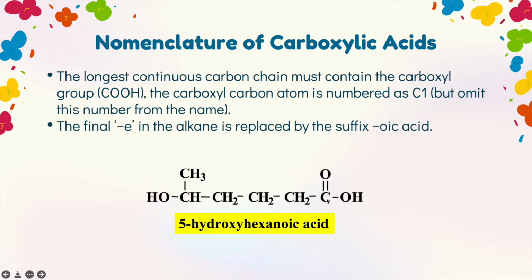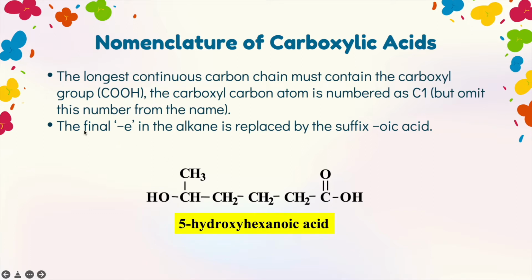For example, we have here 1, 2, 3, 4, 5, 6. The longest carbon chain is 6, so it doesn't matter whether it is straight or bent. You have to find the longest carbon chain that contains COOH, include this carbon, and the COOH must be numbered as carbon 1, but omit this number from the name. The parent name is hexanoic acid. Don't include 1 here, so you don't put 1-hexanoic acid, even though the COOH is at carbon 1, we ignore that number 1. So the parent name is just hexanoic acid.